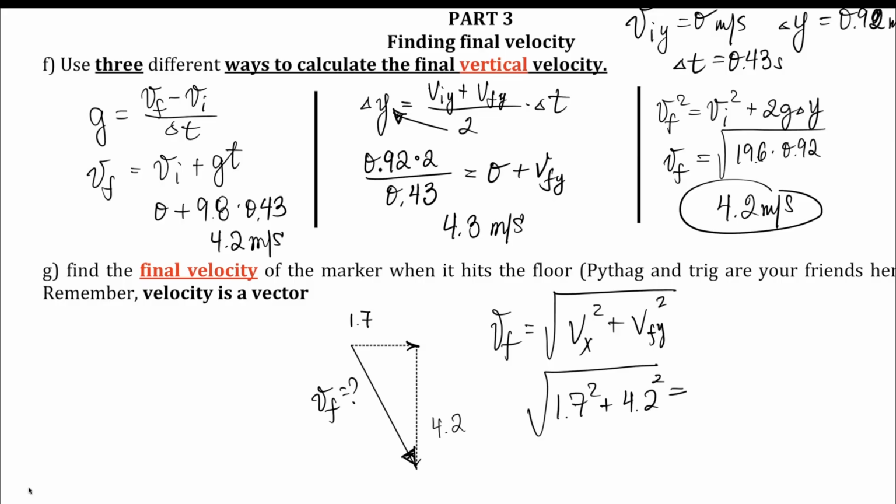For some of you, because the marker didn't travel that far, your final with 2 sig figs ended up being the same as your Vy. Well, so be it. Keep it that way. For me, it's 4.5. So 4.5 meters per second.